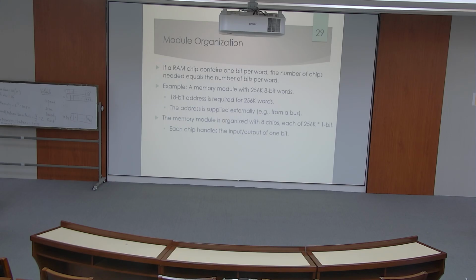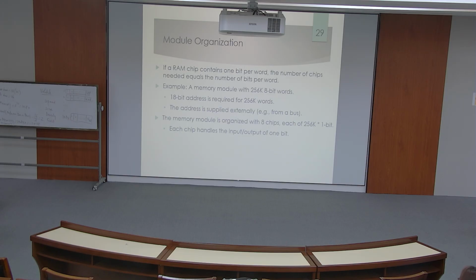So now we're going to talk about module organization. If a RAM chip contains 1 bit per word, that means the number of chips needed equals the number of bits per word. So this is very important. If we have a RAM chip and this RAM chip has only 1 bit per word, that means the total number of chips that are needed is equal to the total number of bits per word.